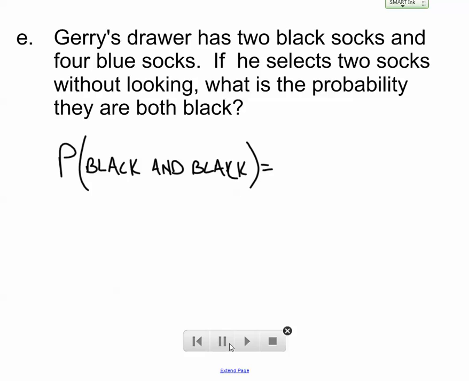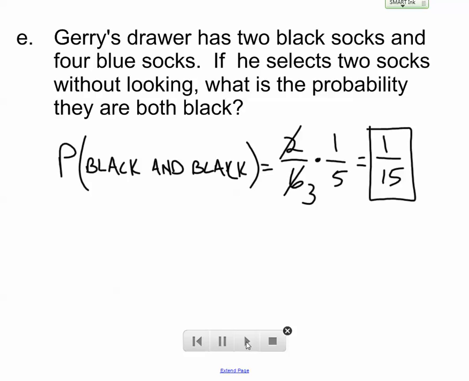Well, the probability that the first one's black is 2 out of 6. There's 6 socks in the drawer, and 2 of them are black. If he actually gets lucky enough to draw a black one, there's only going to be 1 black one in there out of the 5 remaining socks. So see how not only did the number of socks in the drawer go down from 6 to 5, but the number of black went down from 2 to 1. We can simplify that 2 out of 6, and we see the probability of him drawing 2 black without looking, without replacement, is 1 out of every 15 times.